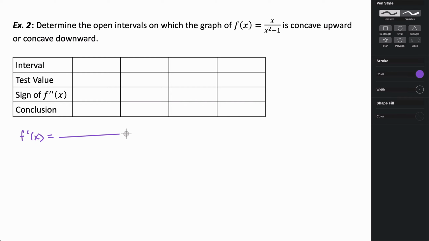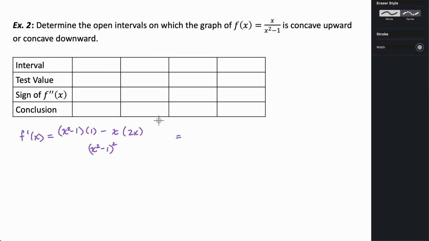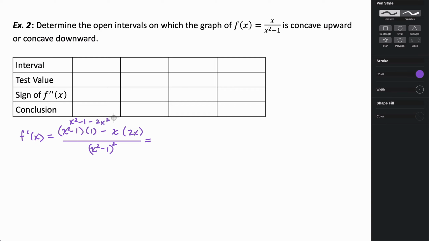So it's going to be the denominator times the derivative of the numerator, which is 1, minus the numerator times the derivative of the denominator, all divided by the denominator squared. Okay. If we want to clean this up a little bit, we can. So we have a negative 2x squared and then an x squared minus 1. So this is x squared minus 1 minus 2x squared, which is going to give me negative x squared minus 1 over x squared minus 1 quantity squared. Okay, so this is our function.